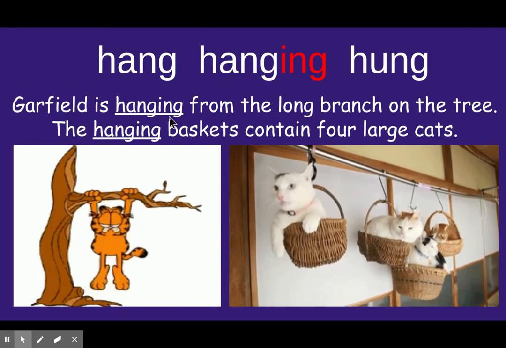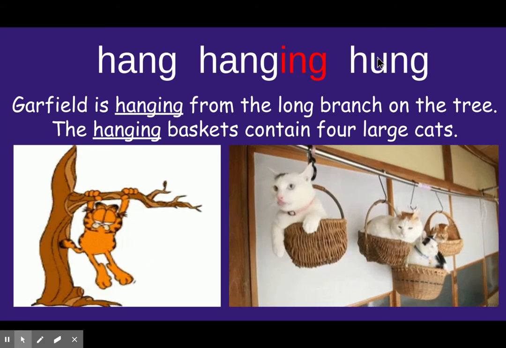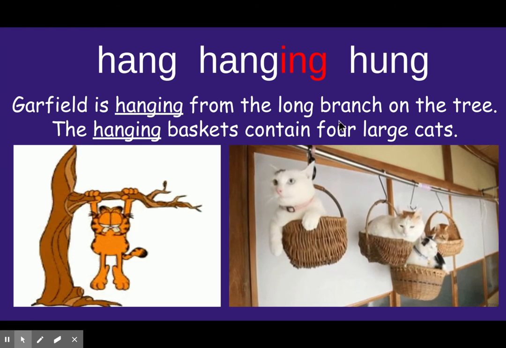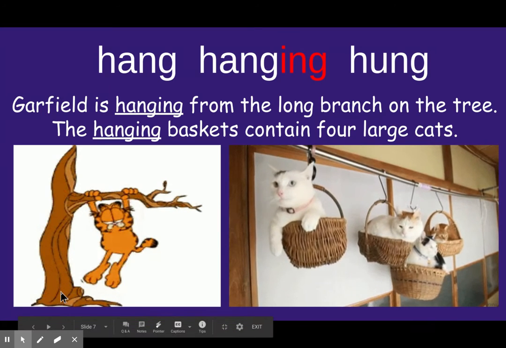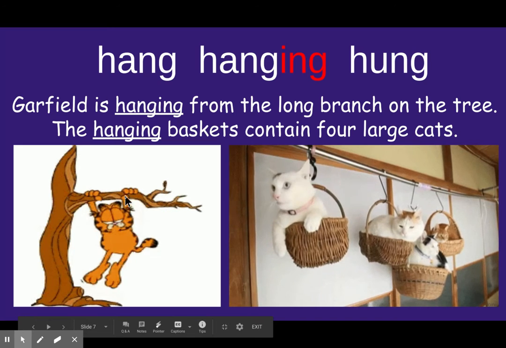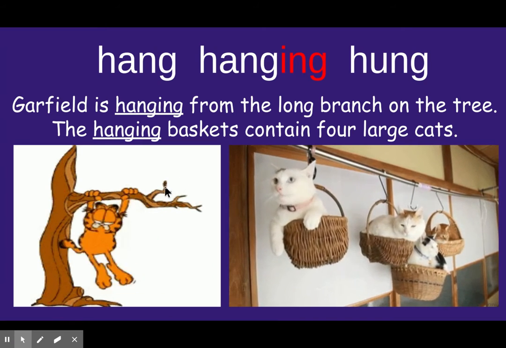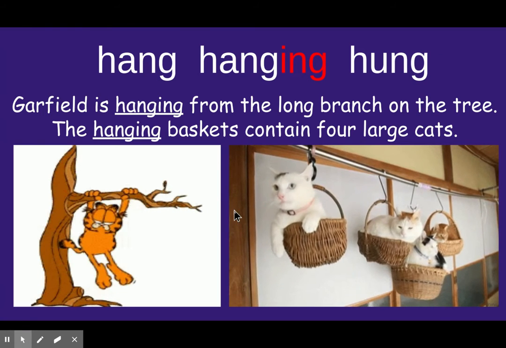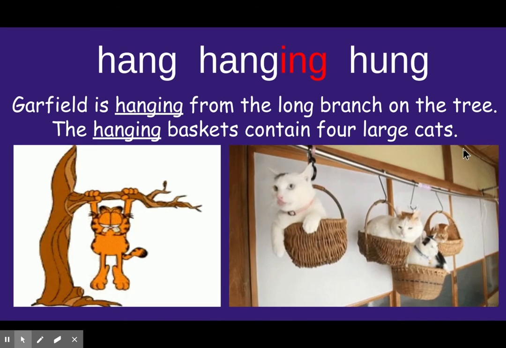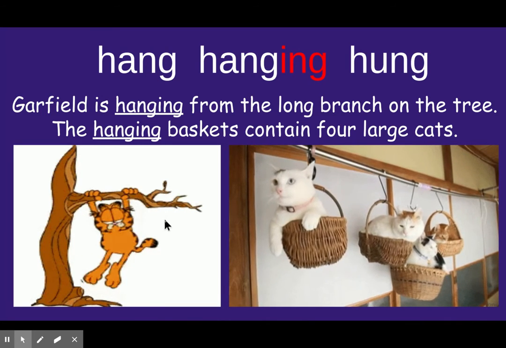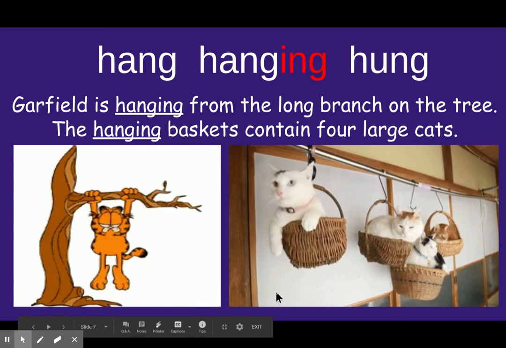This word is hang. That's our base word. Hanging, hung. Irregular verb right there. Garfield is hanging from the long branch on the tree. If you notice, here's the main part of the tree like we talked about. And then the branch is that smaller piece that comes off. And then it goes out to smaller branches. And then these would be twigs out here. And then the second sentence, the hanging baskets contain 4 large cats. So hanging, meaning that you are attached to something, but nothing underneath you.